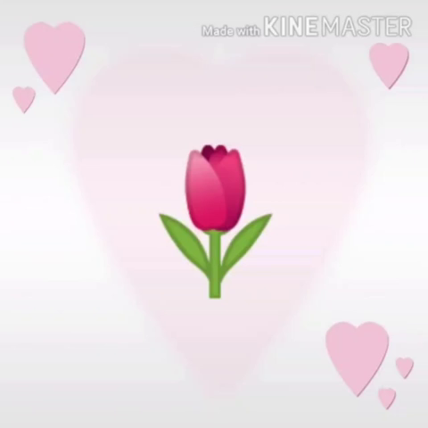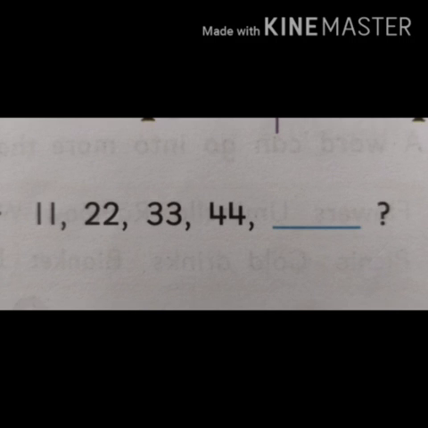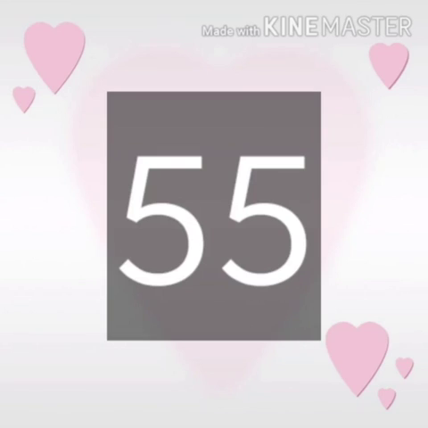The next one. Which number comes next in this series? So there is a series of numbers which have been given. Let us see what it is. 11, 22, 33, 44 and dash. So what would come in the dash? It is 1, 1, 11, 2, 2, 22, 3, 3, 33, 4, 4, 44. So the next one would be 5, 5, 55. So fill in that blank with the correct answer, that is 5, 5, 55.